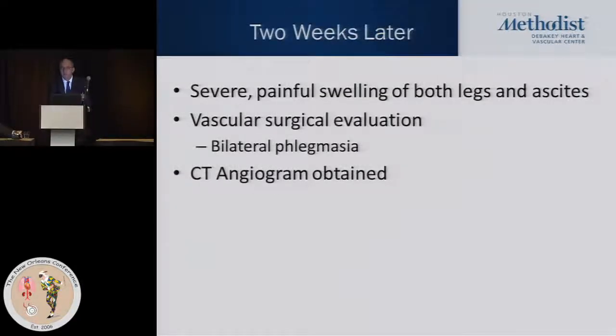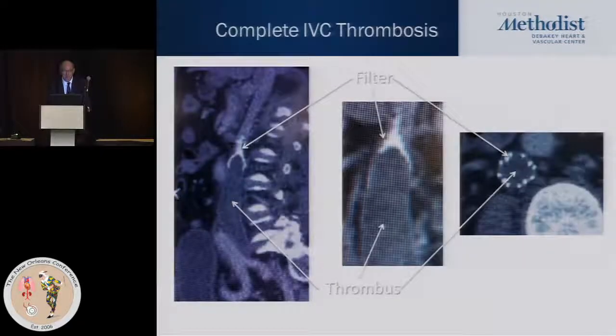Two weeks later, he had severe painful swelling of both legs and ascites, and a vascular surgical evaluation revealed bilateral phlegmasia, and a CT angiogram was obtained, which showed that he had complete thrombosis of his IVC. This is the IVC filter that's in place. So here you see the IVC filter in place, and below it, the inferior vena cava is completely clotted off.